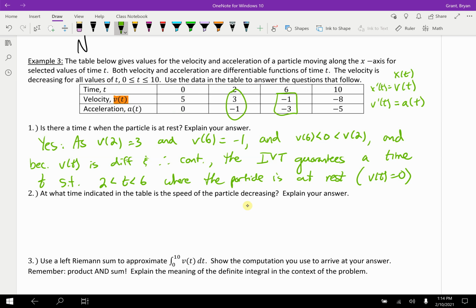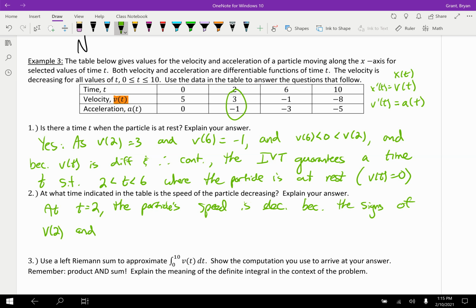Here we have the same sign. We're moving to the left at a speed of 1, and we're accelerating to the left at an acceleration of 3. That is speeding up, and so is this. So where is this particle decreasing in speed? We would say at t equals 2, the particle's speed is decreasing because the signs of v of 2 and a of 2 are opposite.